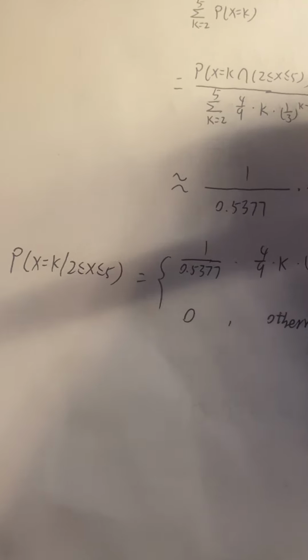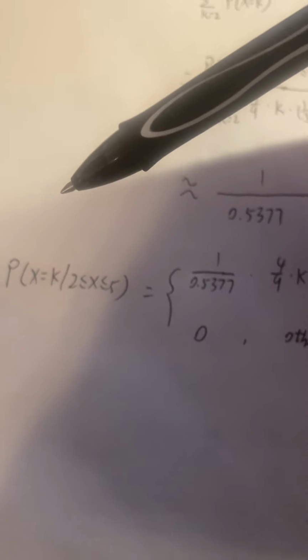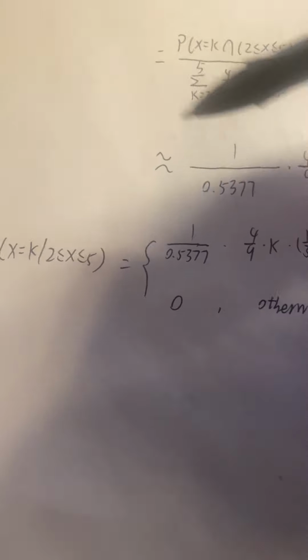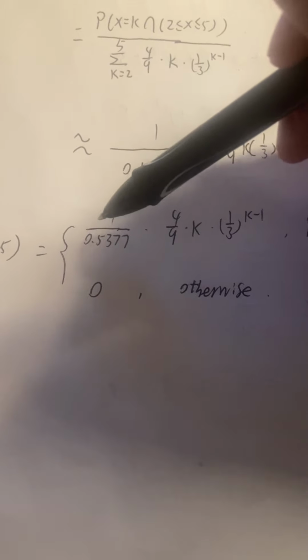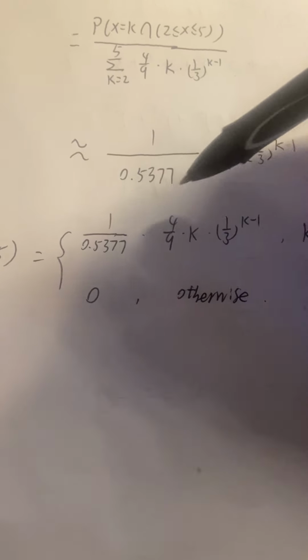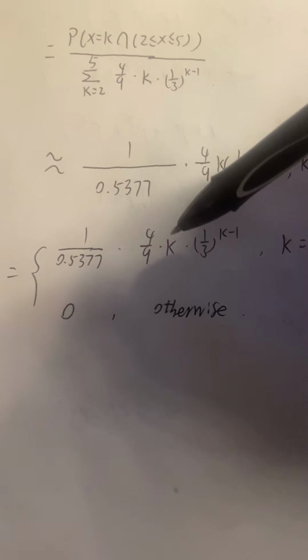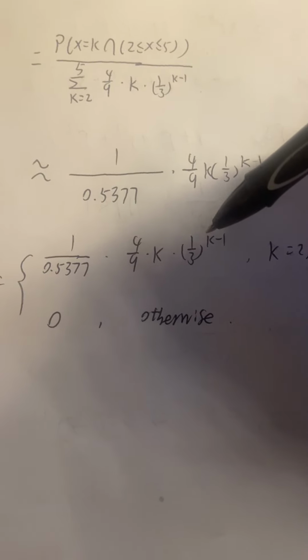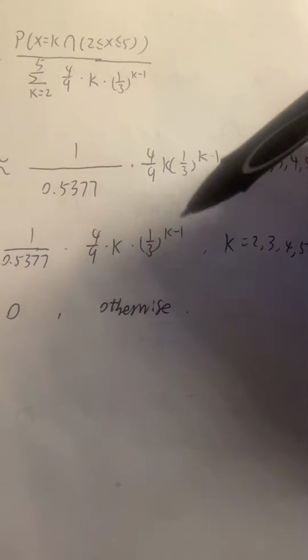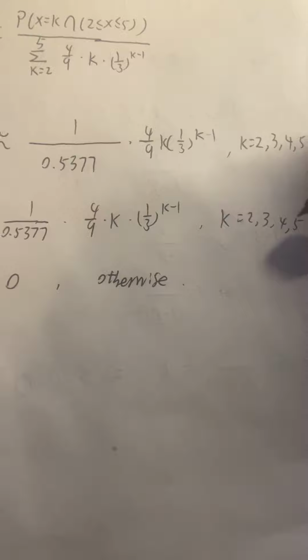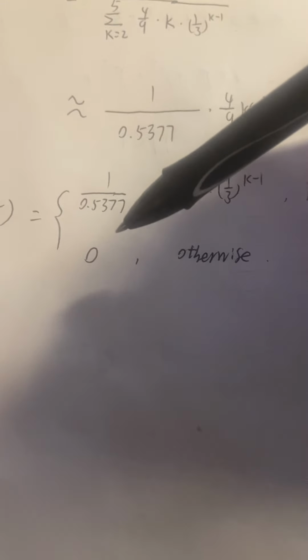And then we can write the conditional probability mass function, and it is 1 over 0.5377 times 4 over 9 times k times 1 over 3 to the power of k minus 1, when k is equal to 2, 3, 4, 5. And when k is equal to other values, the probability mass function will be 0.